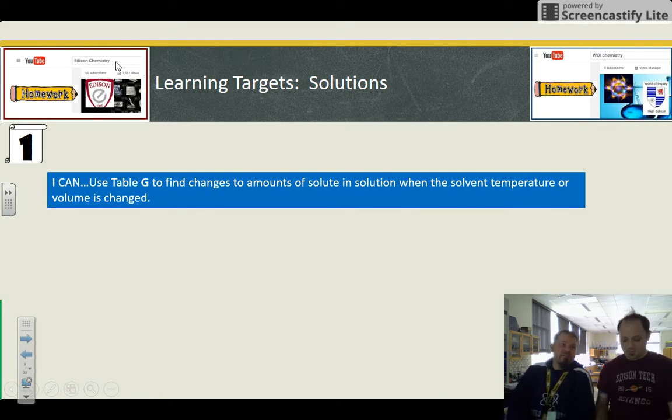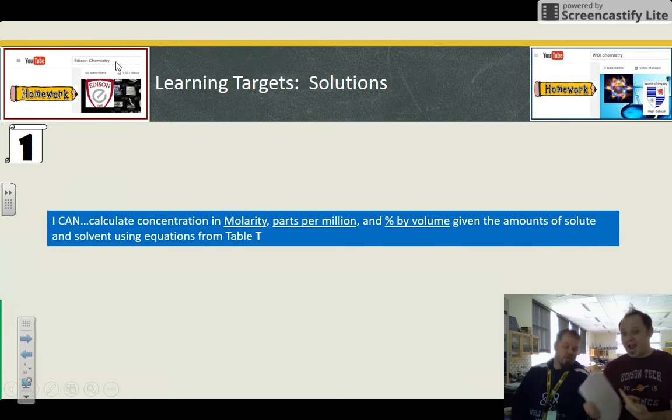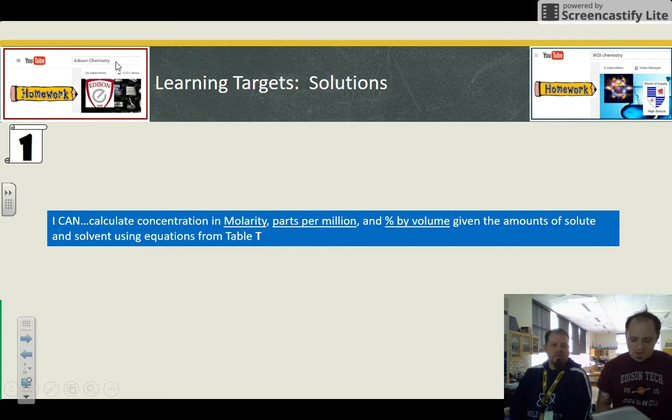Table G to find changes in the amounts. So if I have a solution that is saturated and I change the temperature, like riding a curve, then it's going to change how much I could put in or how much more it'll hold. This graph is actually 10 in 1, so that's why we have to teach you how to use the chart. There's a lot going on.